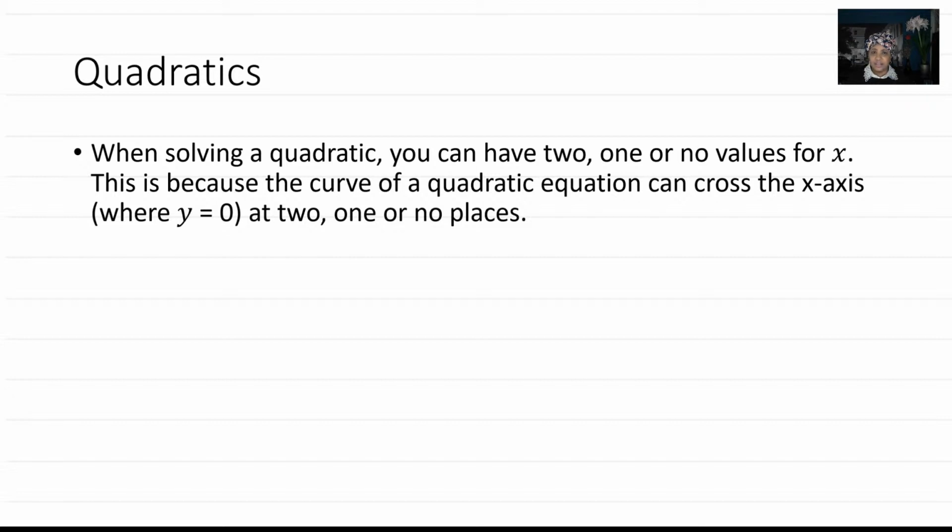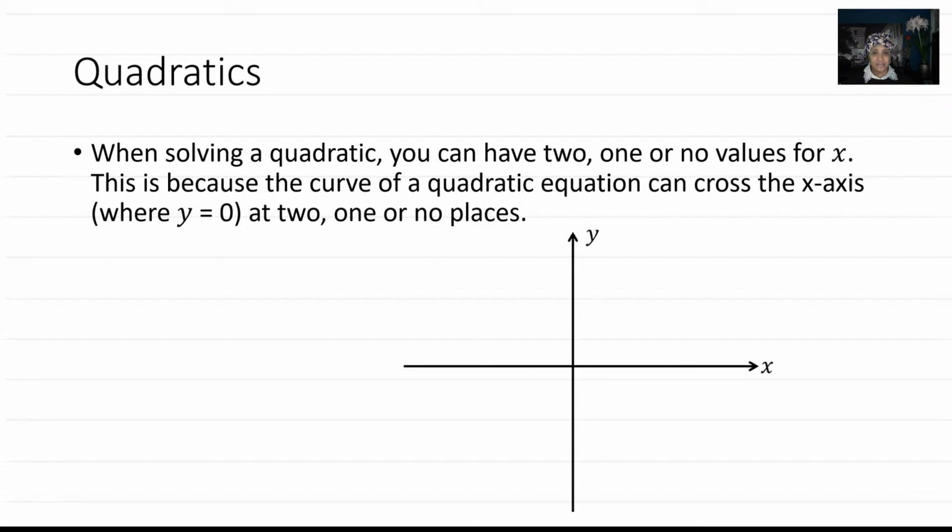And sometimes when you solve a quadratic, you have two distinct values, two values. Sometimes the value is the same. So you will get x equals minus 2 and x is equal to minus 2. And sometimes you can't solve it. And I'm going to show you on a graph, okay? We solve a quadratic when y is equal to 0.